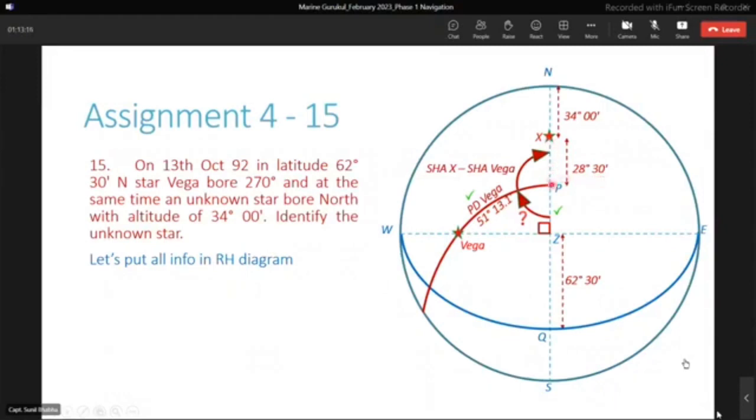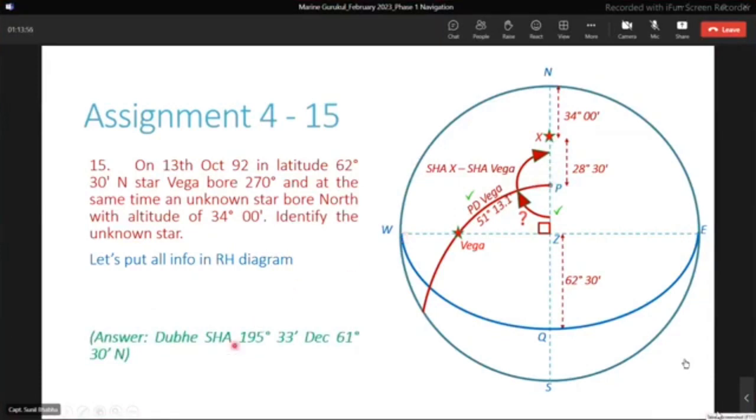Now, if you look carefully, PX is the polar distance of this particular star. We know polar distance is 90 minus declination. So once we have the polar distance, 90 minus the polar distance is going to give us the declination of the star. Since it is the polar distance from the North Pole, the declination will have a northerly name. It is close to the North Pole, so the declination of the star is north.